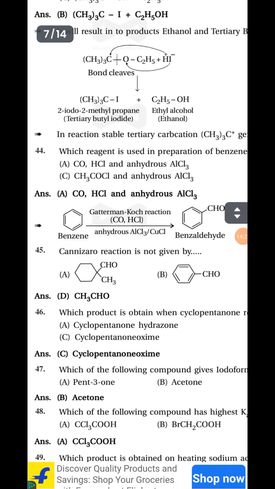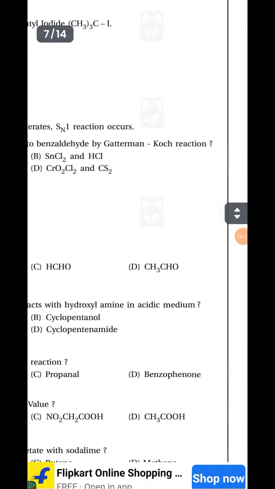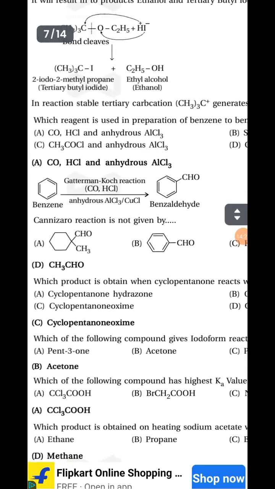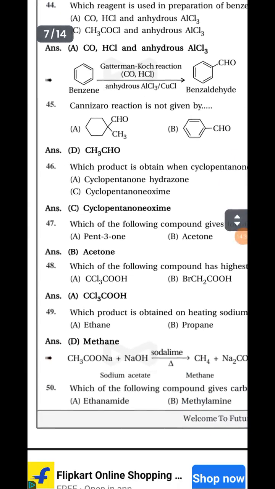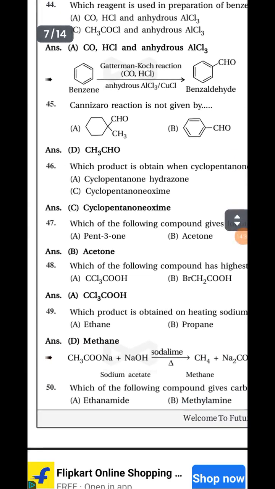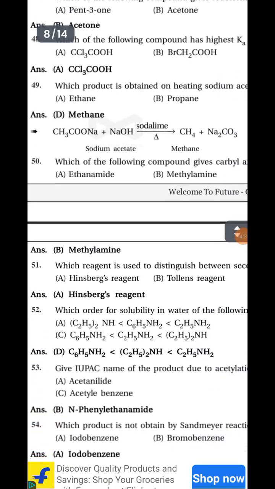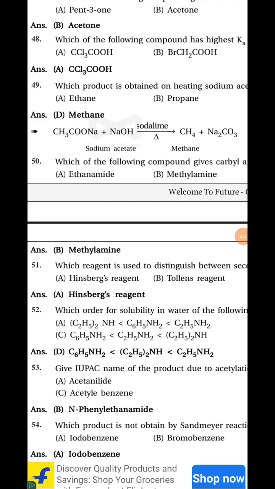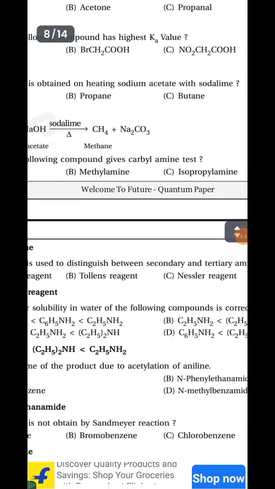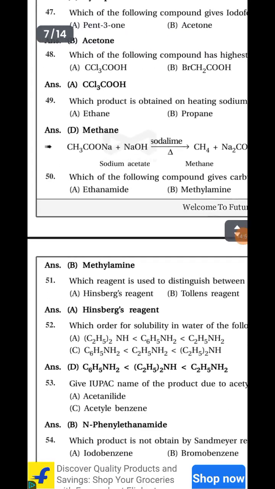Next one, which product is obtained when cyclopentanone reacts with hydroxylamine in acidic medium? So here you can check it out, cyclopentanone oxime. So students, here in between I'm reading out the questions, because with these questions answers are also mentioned, so easily you can read and go through the content and prepare the MCQs. Which reagent is used to distinguish between secondary and tertiary amines? So your Hinsberg reagent, it would help you.